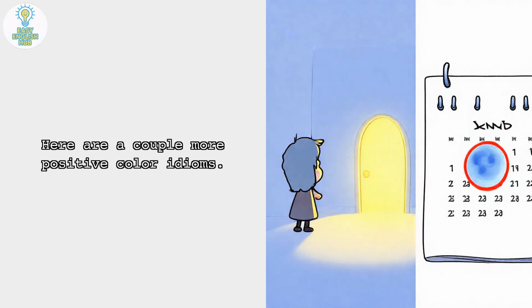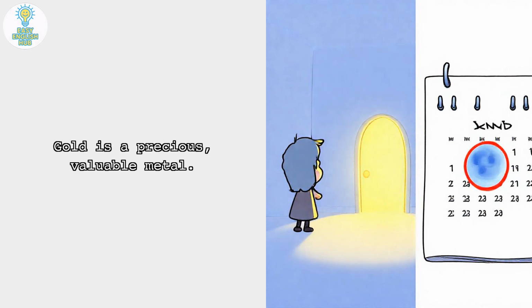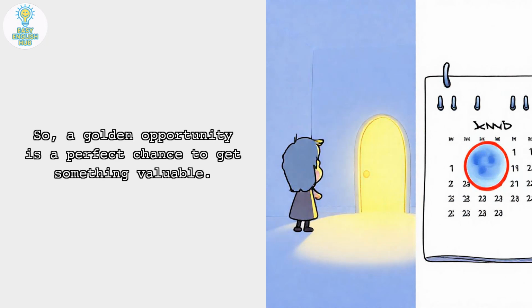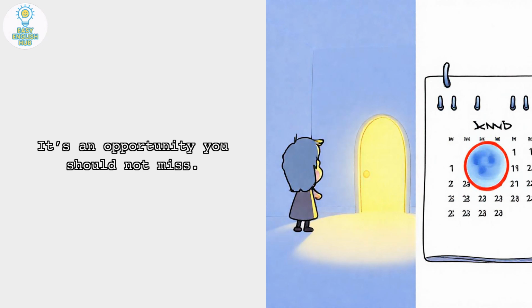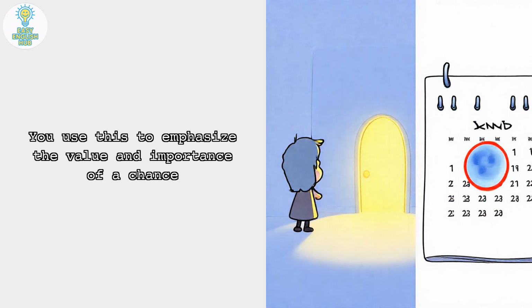Here are a couple more positive color idioms. The first one is golden opportunity. Gold is a precious, valuable metal. So, a golden opportunity is a perfect chance to get something valuable. It's an opportunity you should not miss. For example, studying abroad is a golden opportunity to learn about a new culture. You use this to emphasize the value and importance of a chance.